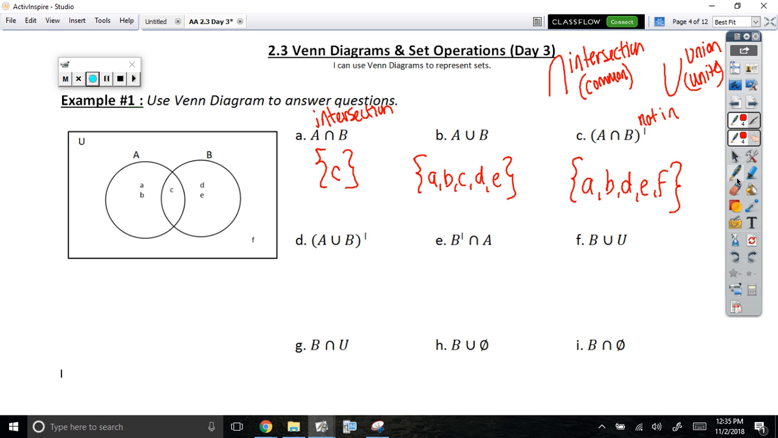My apologies. All right. Next one says not in A union B. So you find A union B. You exclude everything in there. We're left with F.